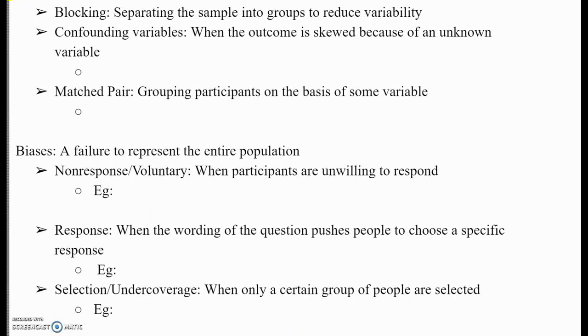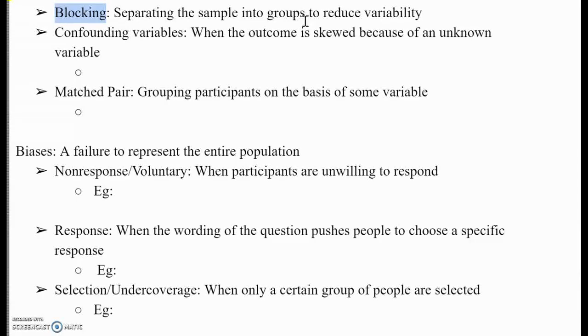There are a few less common but still very important vocabulary words. First, we have blocking, which is just separating the sample into groups to reduce variability. So blocking a group of people by age could be one of them. So it's very similar to your cluster sampling or your stratified sampling, but it's another form of doing that.